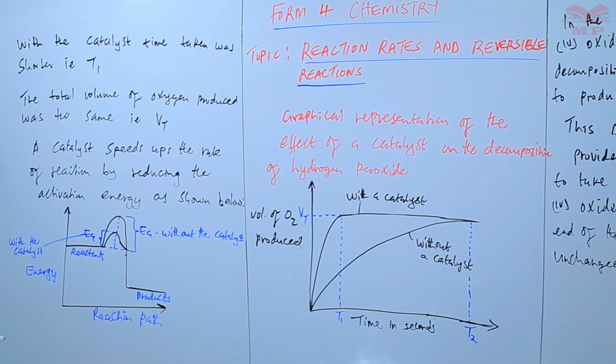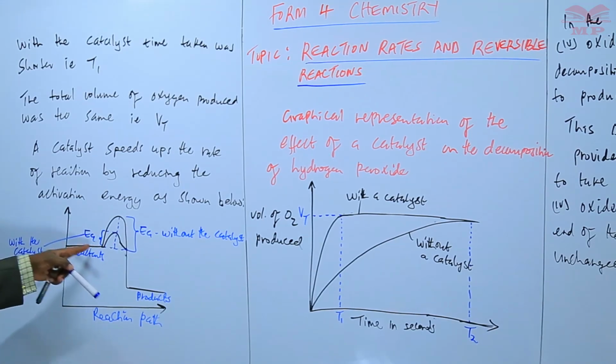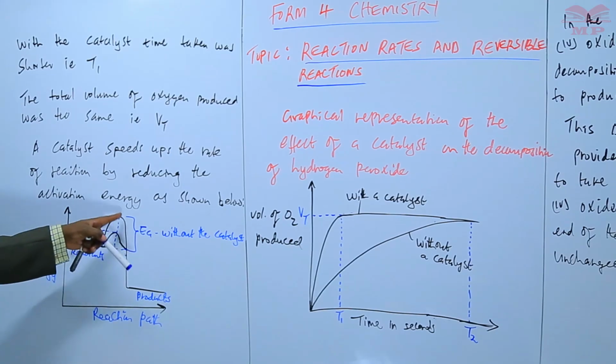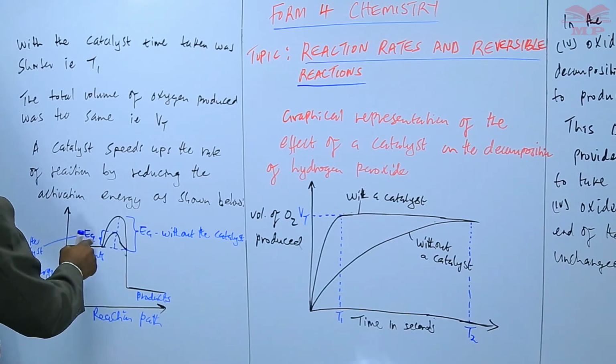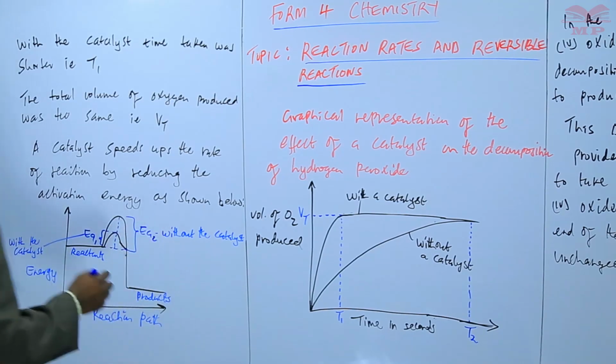So the graph here shows that the catalyst speeds up the reaction by lowering the activation energy. So that's why with the catalyst, the activation energy is less. But without the catalyst, the EA energy is higher. So activation energy 1, activation energy 2.